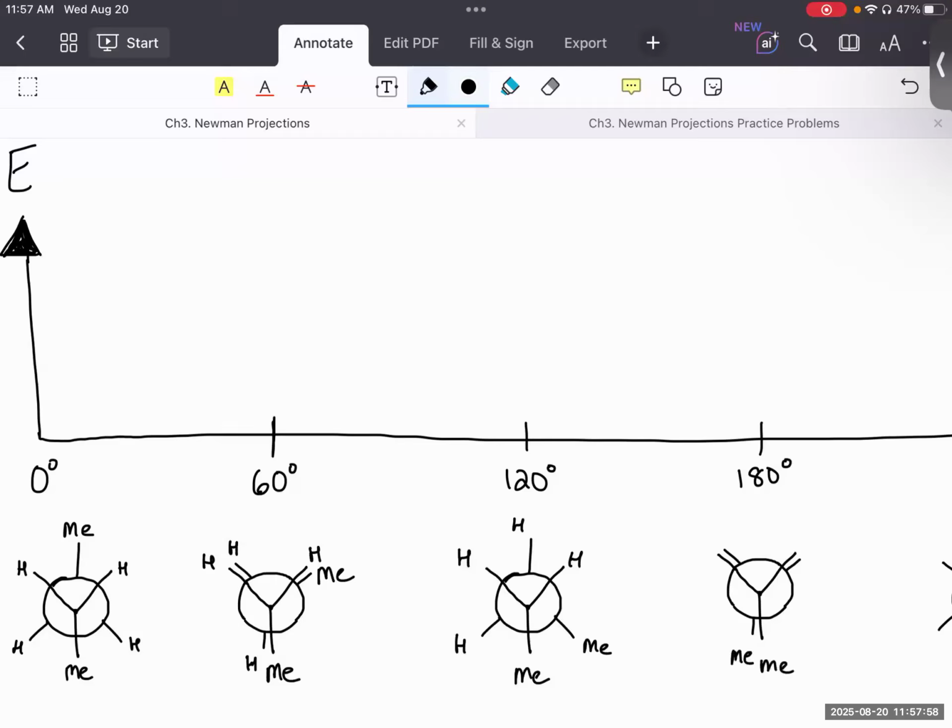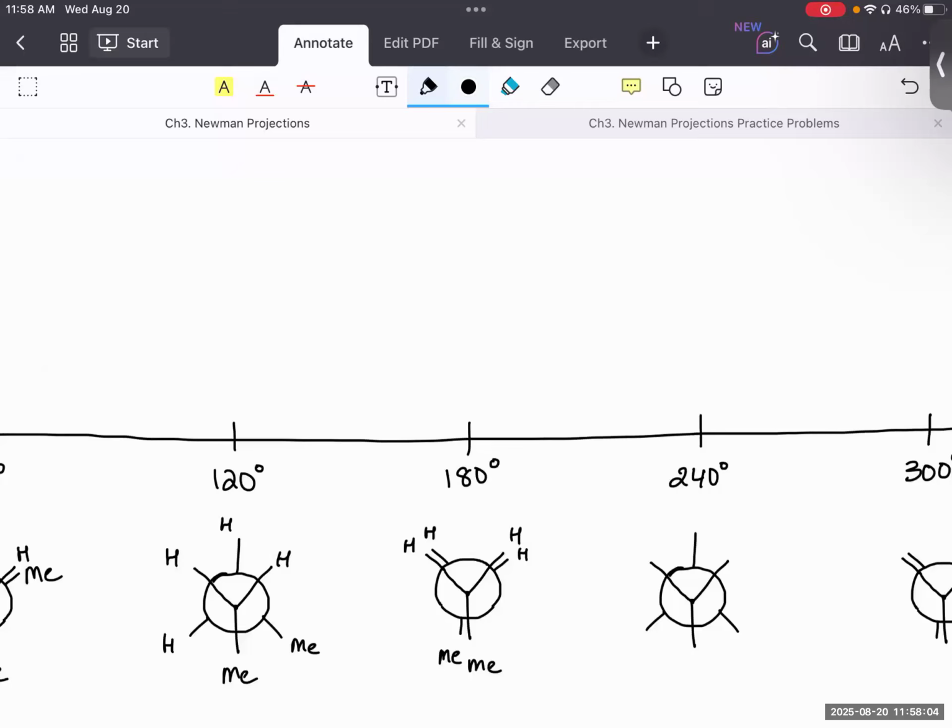And again, the easiest way to do these is just to keep that front carbon stable and then rotate the back carbon. But you could also rotate the front carbon. You should get this overall same graph. You might just have different angles that correspond to the different states.